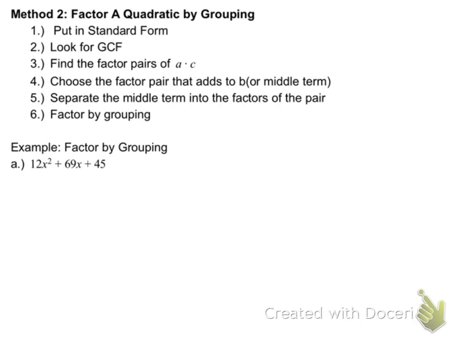So we've already talked about method 2. Make sure that we are looking at A times C. Find the factors of AC that can add up to B. Separate the B term, and then you can factor by grouping. So let's look at the same example we did yesterday using brute force, guess, and check.